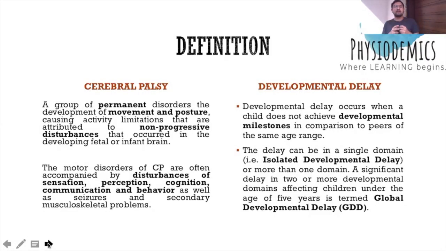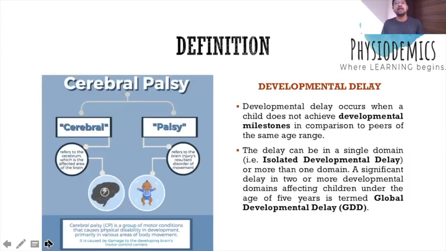According to the definition, it's a group of permanent disorders which lead to difficulty in development of movement and posture, attributed to a non-progressive injury to the brain. Injury can be before the birth, at the birth, or after the birth. Even though it is primarily a motor disorder, it can affect the sensation, perception, cognition, communication, and behavior of the child.